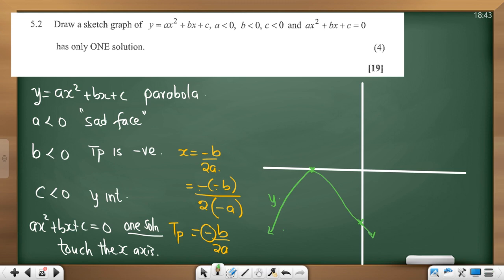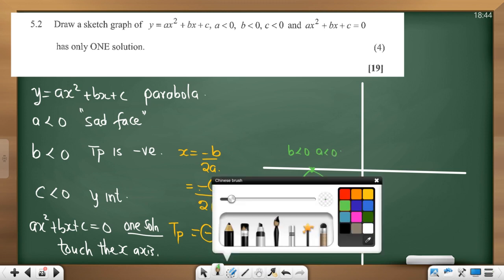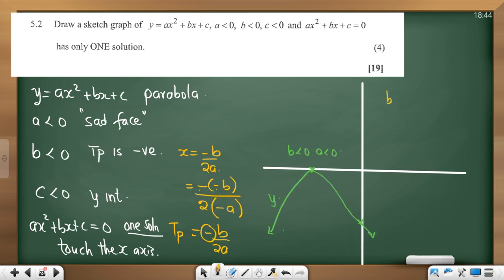If b was greater than 0, what would my graph have been, on the right hand side? So here, b is less than 0, a is also less than 0. Should my b have been greater than 0, check this, and a less than 0? Negative a, my answer is positive. So my graph would have been like this. This is b greater than 0.